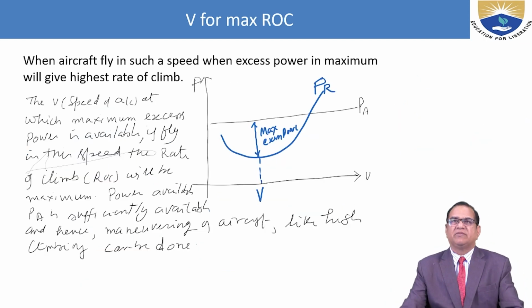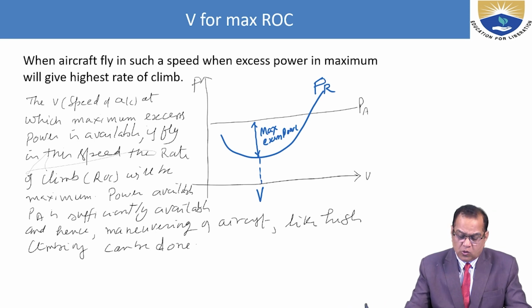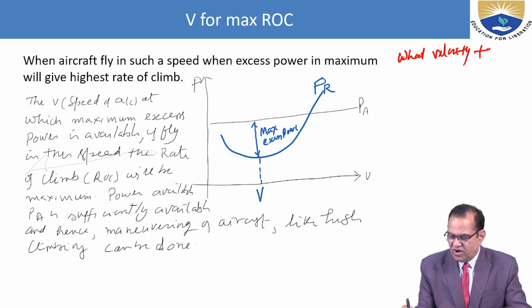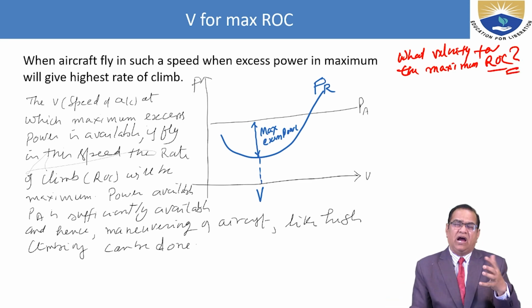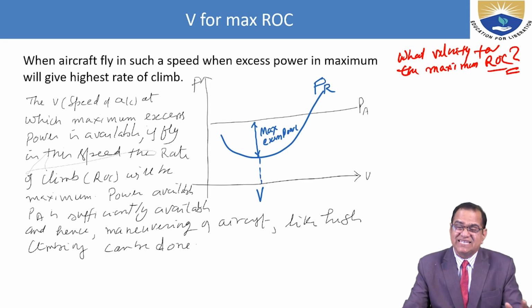V for maximum rate of climb. So now what is the velocity for the maximum rate of climb? That is our question here. At what velocity do we have to fly such that the aircraft will have more rate of climb?